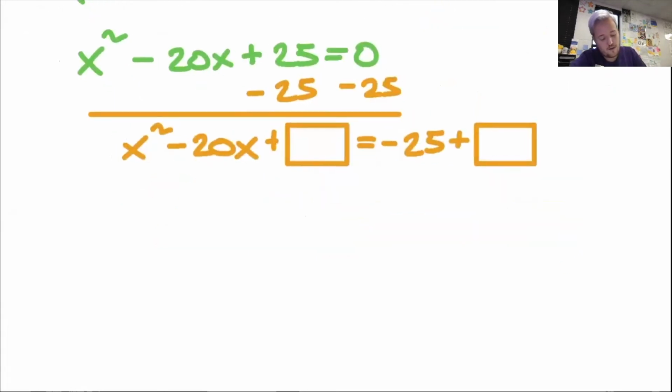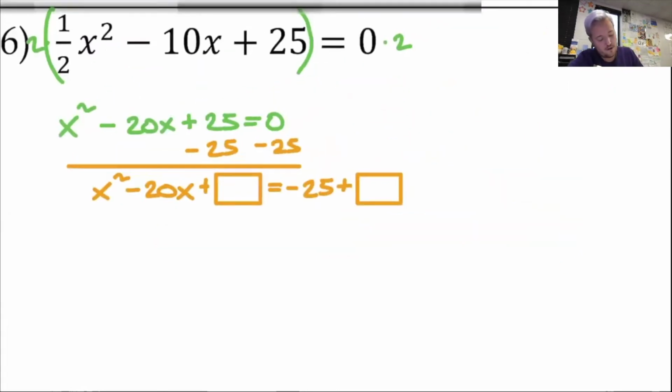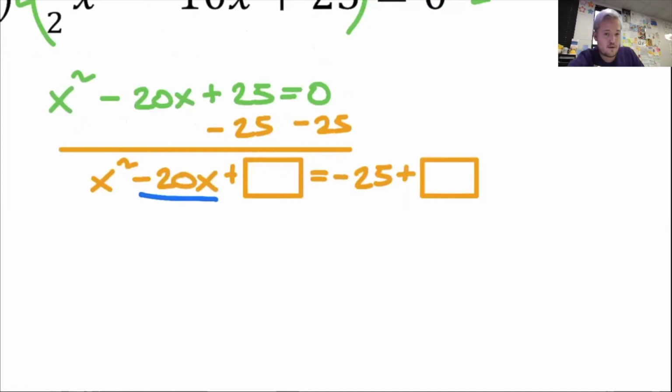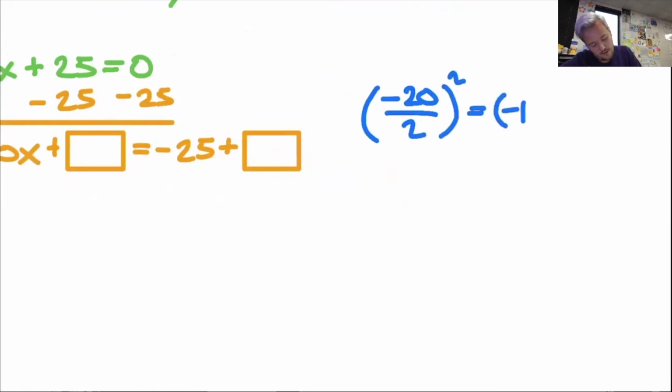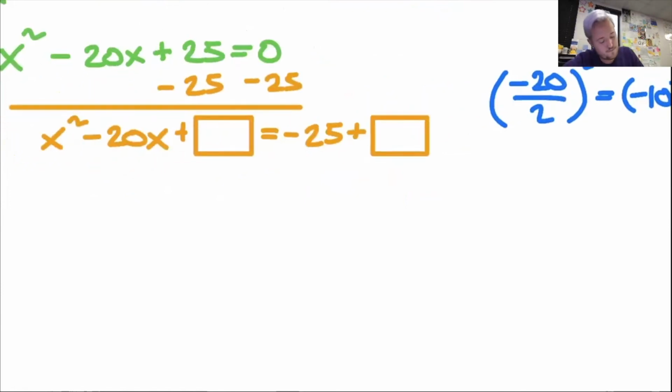All right, so I need to find that value. All right, so my b value here is going to be -20. So that's what I need to find the square value. So -20 divided by 2, all squared. It's going to give you -10 squared, which is going to be equal to 100. So that's what I'm going to add to both sides.